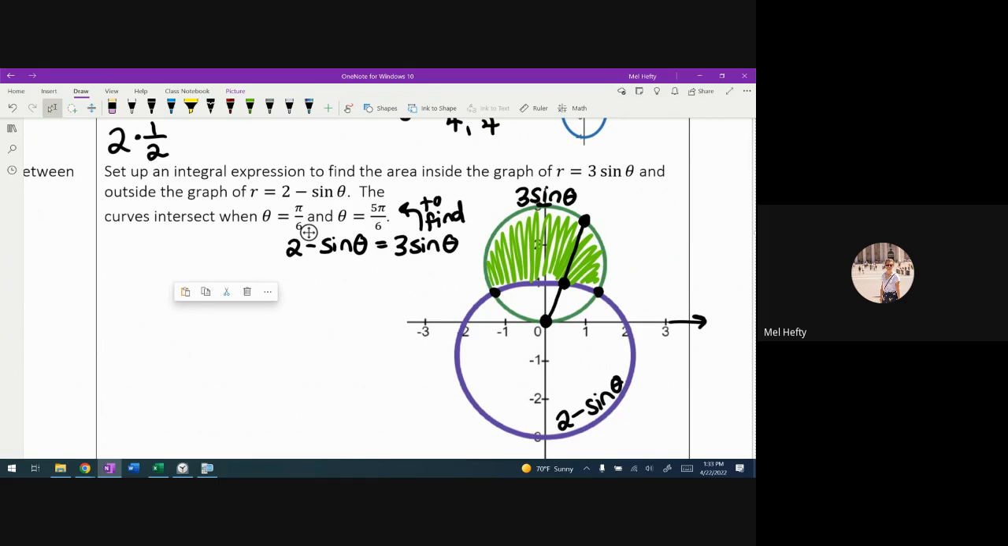So let's talk about what this is going to look like when we set it up. I'm going to only keep my 1/2 outside of my integral.